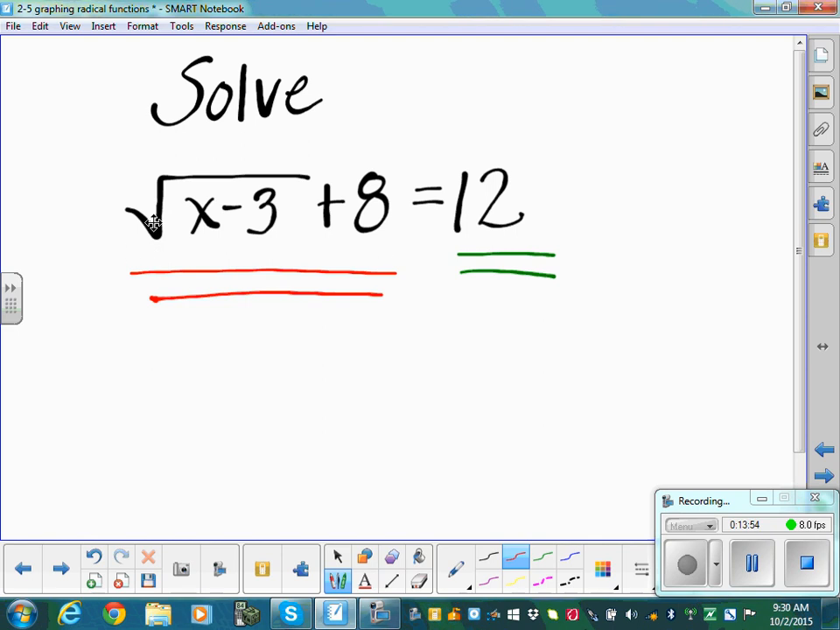So looking at this, right here's a function. The square root of x minus 3 plus 8 is a function. And then 12 is technically a function. It's a straight line at 12. It's a straight line function. So you can graph it in your graphing calculator.